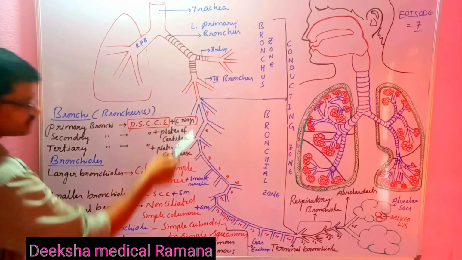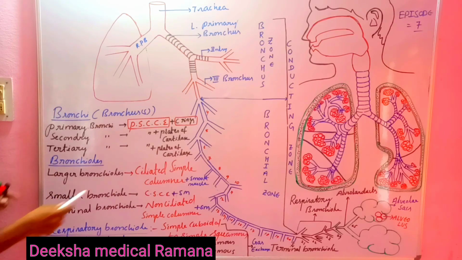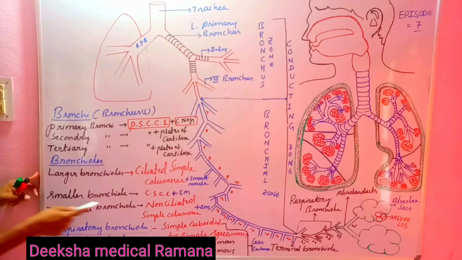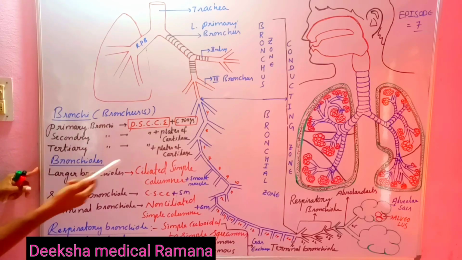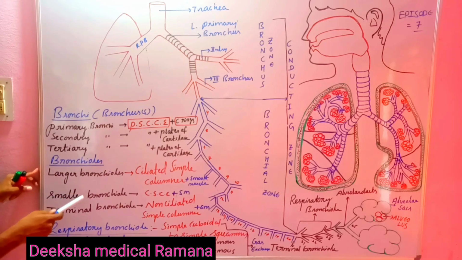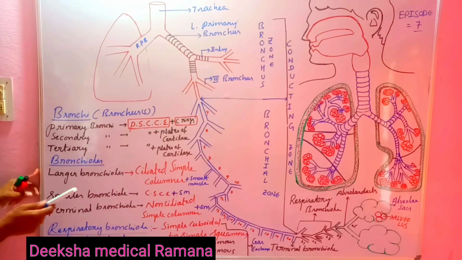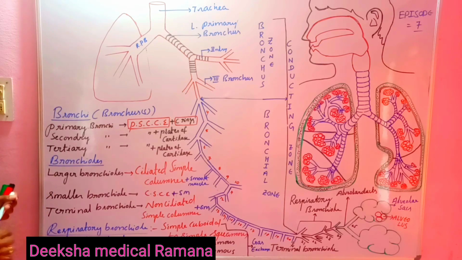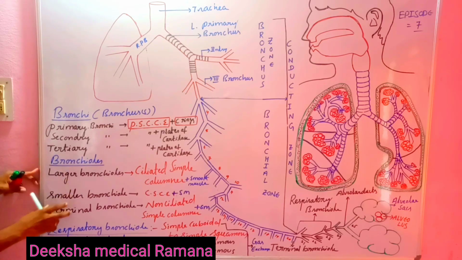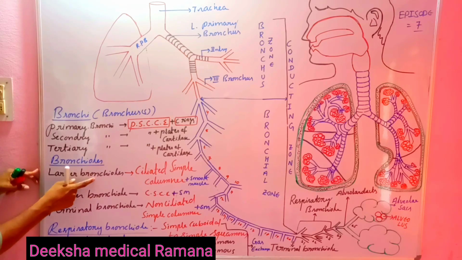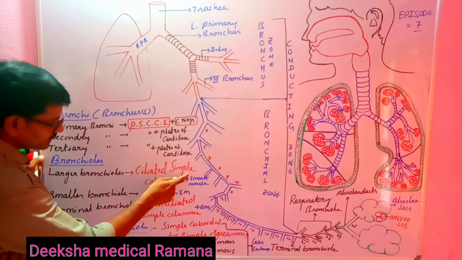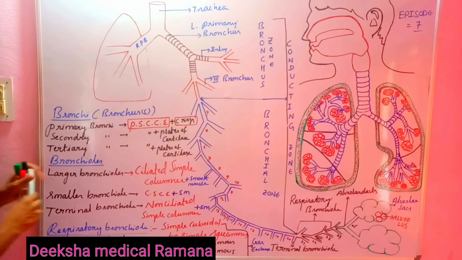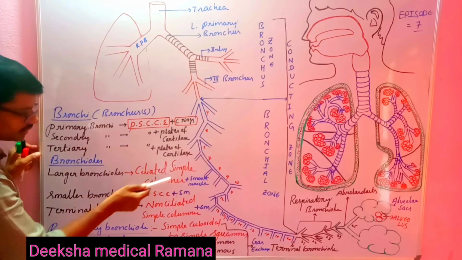In this there are many branches, which we call large bronchioles, smaller bronchioles and terminal bronchioles. In our textbook, large bronchioles are called primary bronchioles, smaller bronchioles are called secondary and tertiary bronchioles, and the last one is the terminal bronchiole. That is our textbook, but as per other books, the large bronchioles are nothing but primary bronchioles. The primary bronchioles are lined by ciliated simple columnar epithelium.